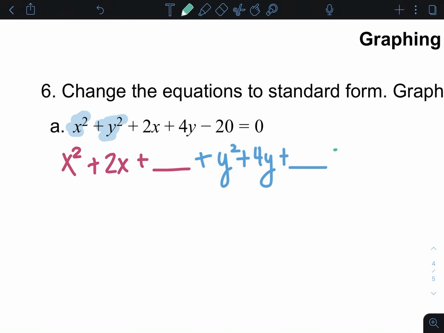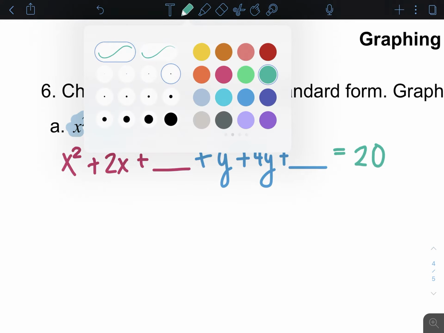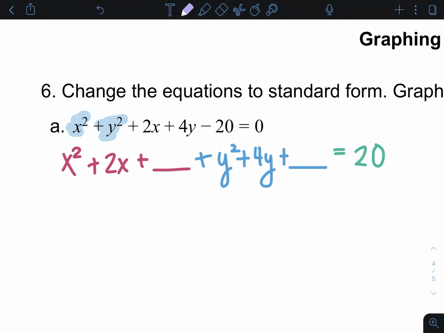Minus 20, I'm going to add it to the other side, and I have a positive 20 on that side now. So that was my first step. Get all my x's together, all the y's together, everything else gets pushed over to the other side. And from here, I need to figure out what those blank spaces are going to be.